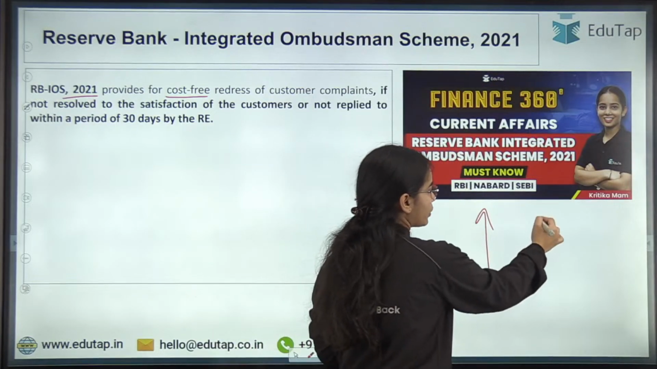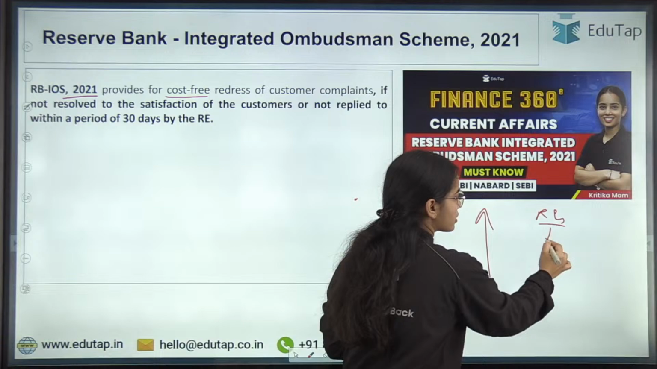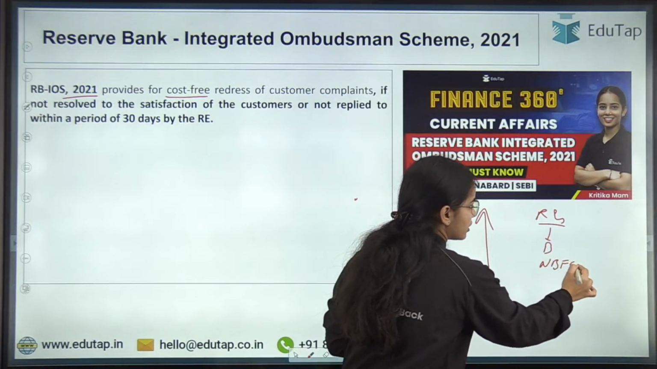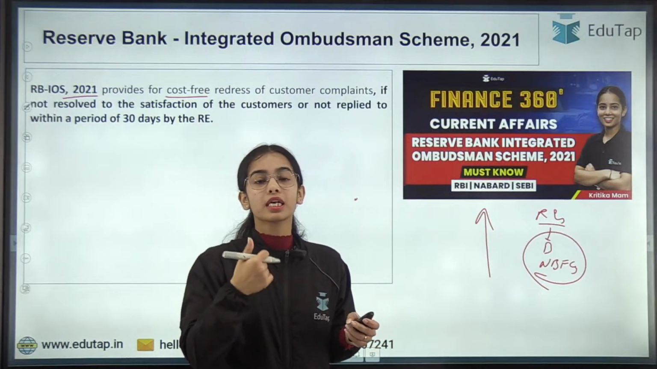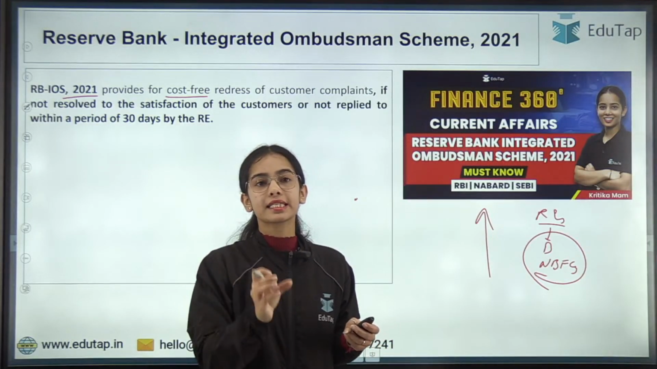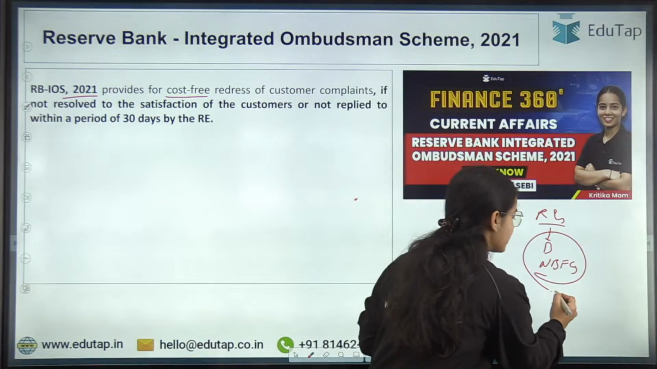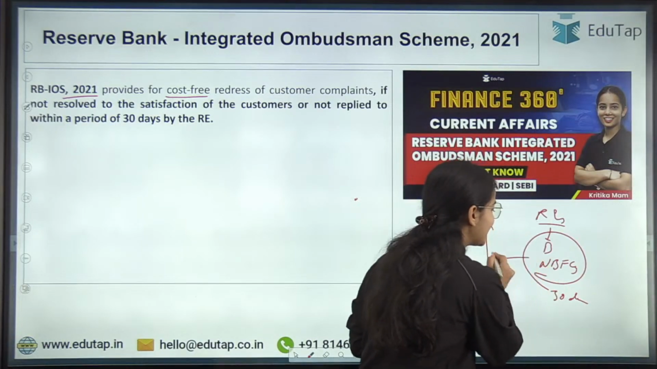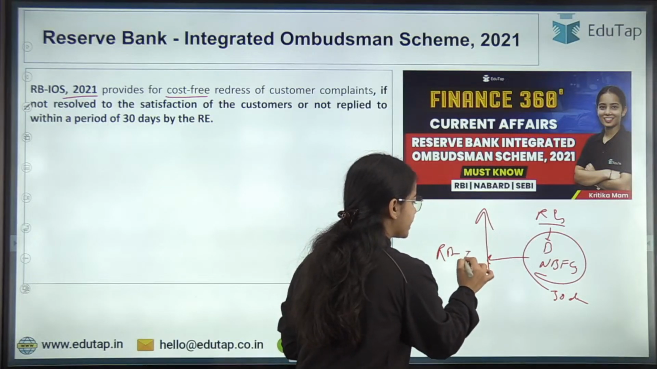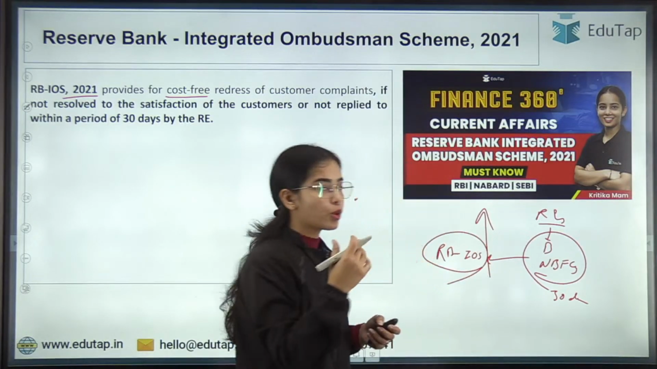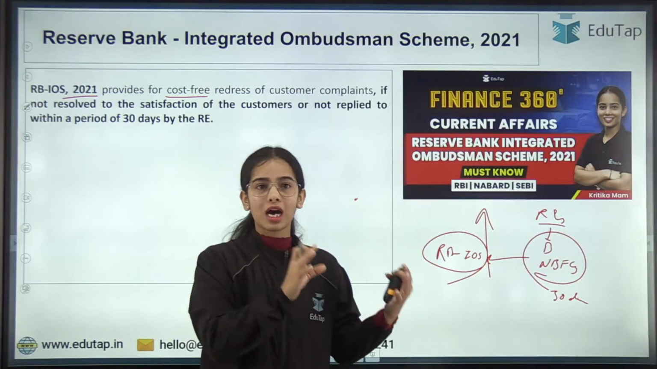The regulated entities are the banks, NBFCs and such. If they are not resolving the complaints in a satisfactory manner within 30 days, then the customer can go to the Reserve Bank Integrated Ombudsman Scheme and send the complaint to the RBI Ombudsman.